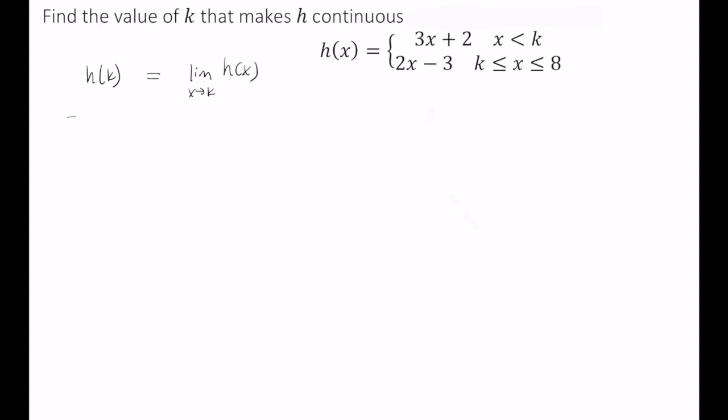So let's begin, and let's start by setting these two equal to each other to ensure they're at the same value at k. And solving algebraically, we end up with x equals -5.